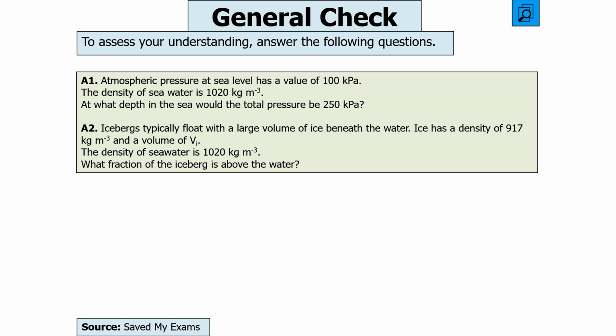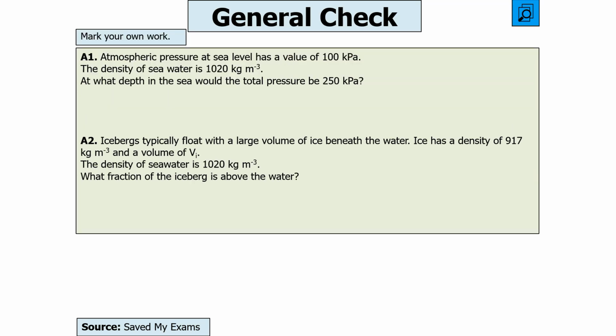The next question says, atmospheric pressure at sea level has a value of 100 kilopascals. The density of seawater is 1020 kilograms per meter cubed. At what depth in the sea would the total pressure be 250 kilopascals? Then, icebergs typically float with a large volume of ice beneath the water. Ice has a density of 917 kilograms per meter cubed and a volume of V ice. The density of seawater is 1020 kilograms per meter cubed. What fraction of the iceberg is above the water? So pause the video now, then unpause the video when you want to go through your answer.